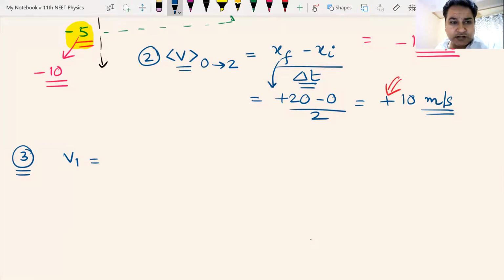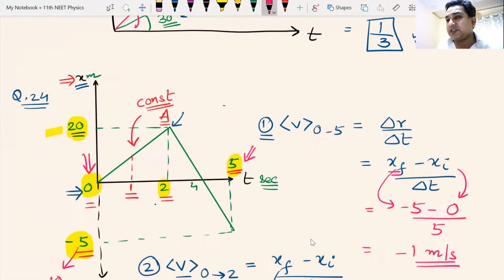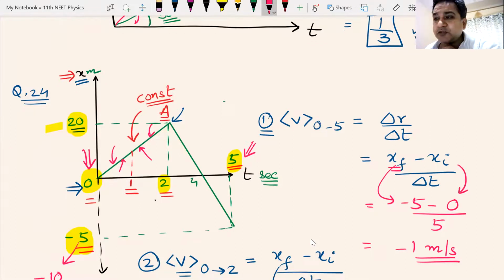The position-time graph is a straight line, so velocity is constant. So it will be the same as your instantaneous velocity. So you got the average velocity as plus 10. So the velocity at 1 second is the same here or here or here or here. Am I clear? Can I have raised hands? I only have one. Have you understood? Great.